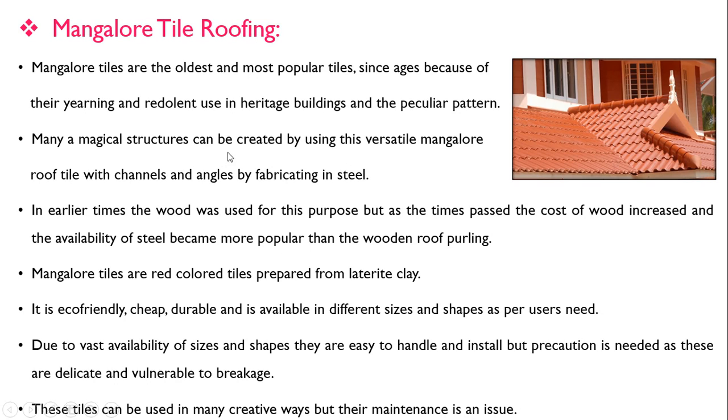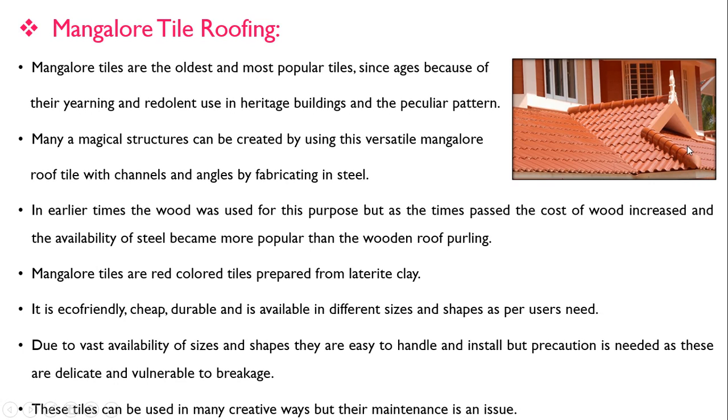Many magical structures can be created using this versatile Mangalore roof tile with channels and angles fabricated in steel. So with the help of this, versatile structures are possible. Here you can see how it is done. The slope is in this direction, here the ridge piece is provided, here a dormer window and dormer roof are provided, and the slope is provided in this direction. This is possible only in the case of Mangalore tiles.